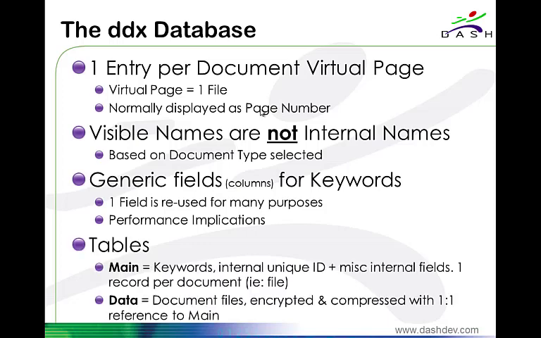There are two basic tables involved in the database that handle all documents. There's a table called main, and this is where all the keywords and the internal unique identifiers and everything else are stored. There's one of these per document. The document itself is stored in a separate table called data. The document is encrypted and compressed and stored within this table, and there is a one-to-one relationship between the main table, where all the keywords are, and the data table, where the actual document resides.